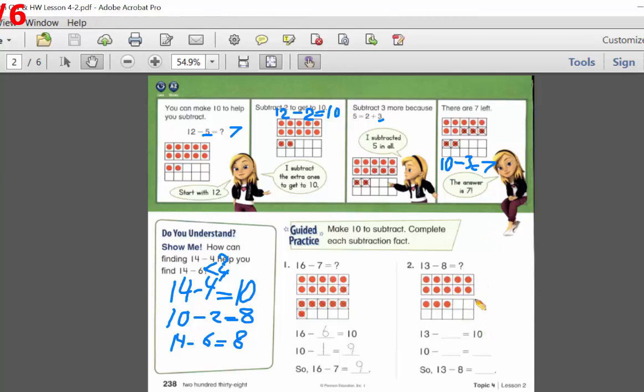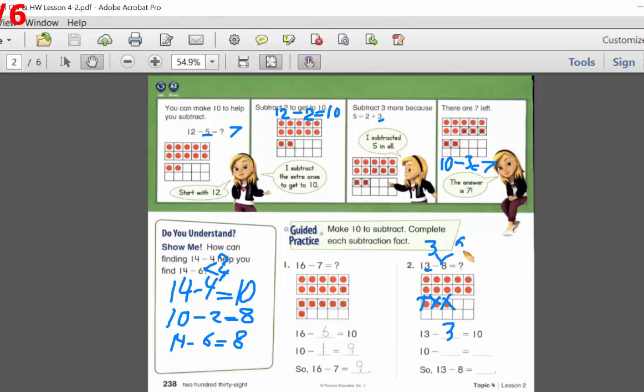Okay, how many counters will you cross out here? First, I will cross out the counters on the second ten frame here. Why? Because I want to make 10. So 13 minus 3 equals 10. Then I break it into two parts. Don't forget, one part is the same as the ones here. It's 3.